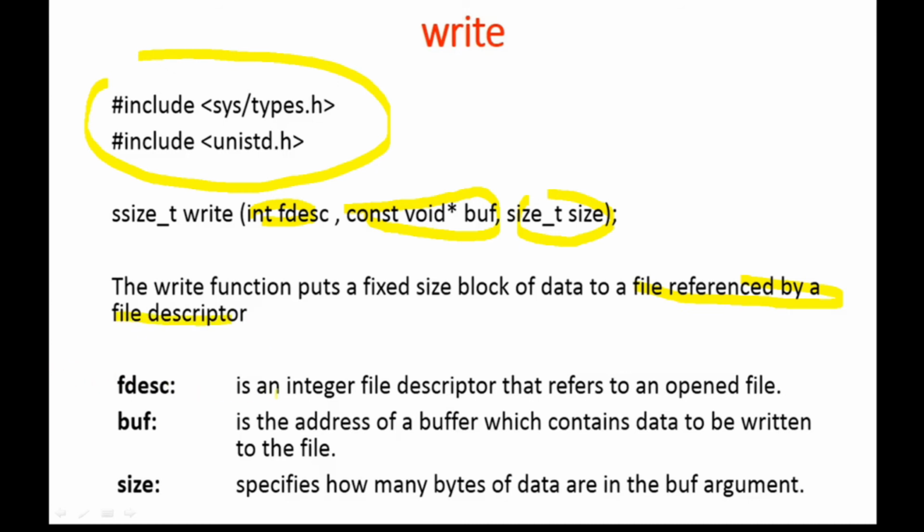fd is an integer file descriptor which refers to an open file. Then buffer is the address of the buffer which contains the data to be written to the file.